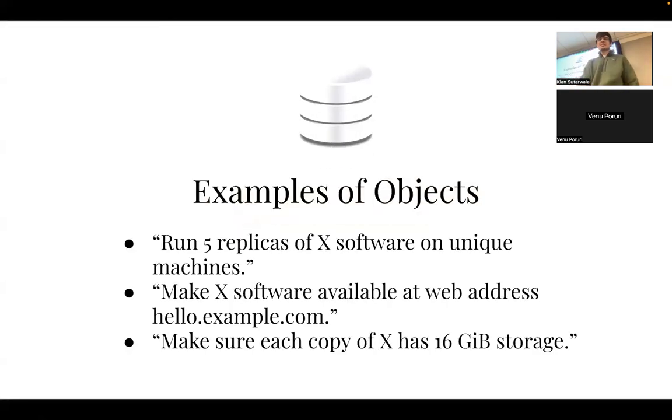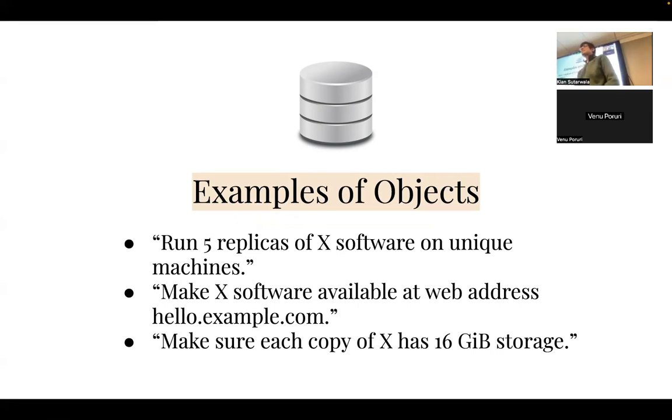Okay. I think it'll come together later, hopefully. Or if not, I will talk a lot more. But yeah, some examples of objects that exist in the Kubernetes database are, now that I'm looking at this, I think this is needlessly abstract, but "make X software available at web address hello.example.com" is an object, right? And I say right, it's not obvious at all.